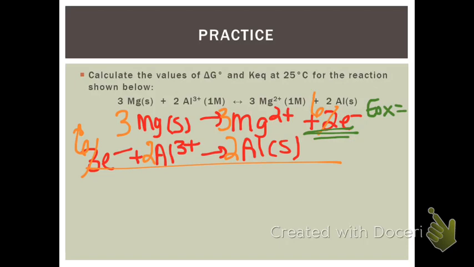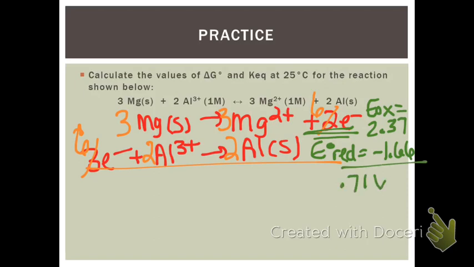So on the chart, it says negative 2.37. And remember, I need to flip it. But don't multiply it by the coefficient. So it's just 2.37. For the reduction potential, I just need to look it up. It's negative 1.66. Add them up, and my cell potential is 0.71 volts.